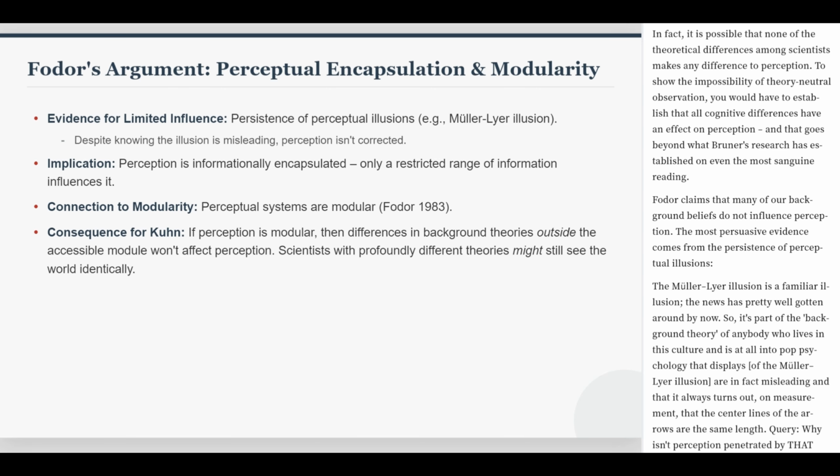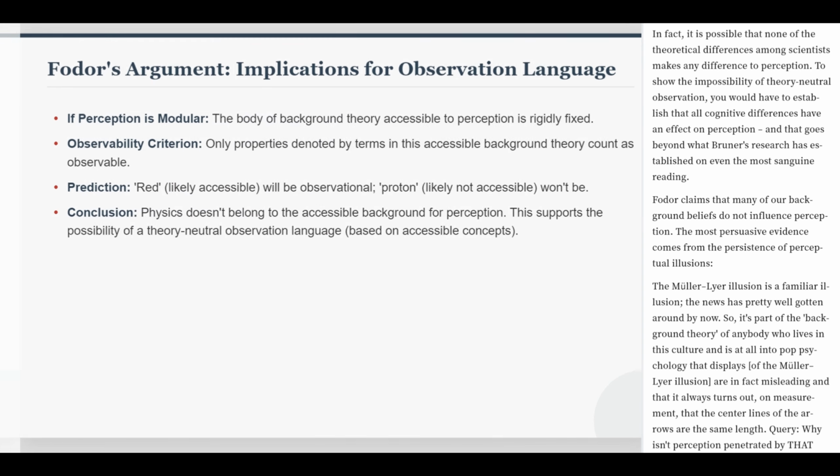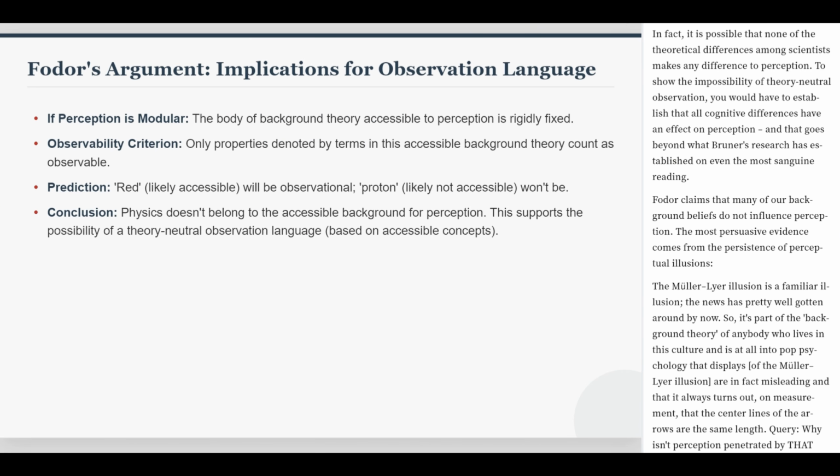So, even if two scientists have profoundly different theories about, say, quantum mechanics, if those differences don't feed into their basic perceptual mechanisms, they might still see the same tree, the same cloud, the same electron track. Fodor took this further. If perception is modular and encapsulated, then the body of background theory that can influence perception is fixed. Therefore, he proposed, we should define observability based on this accessible background. Only properties denoted by terms in this fixed accessible set count as observable. His bet was that red would qualify as observational under this criterion, while proton would not.